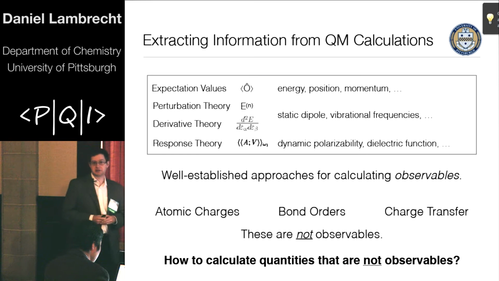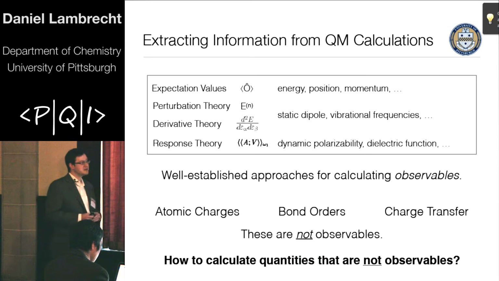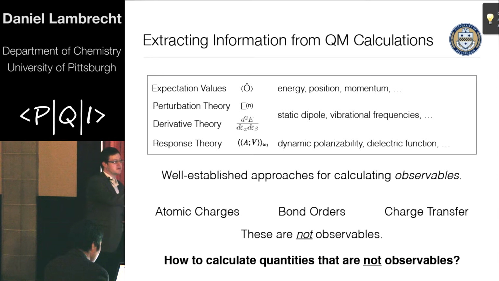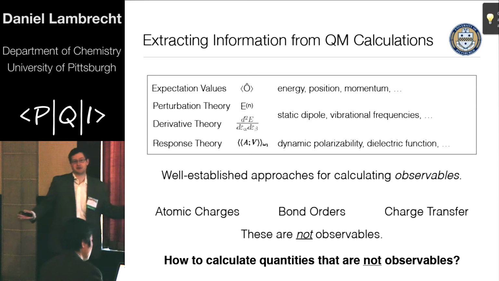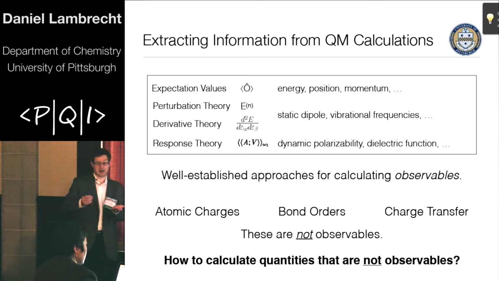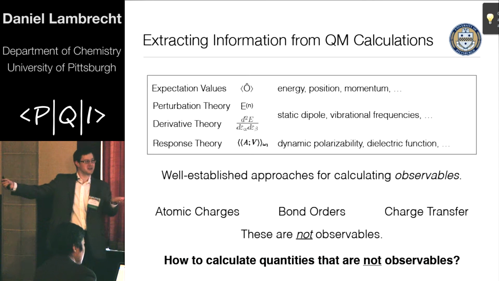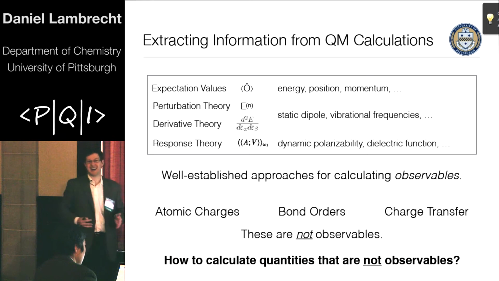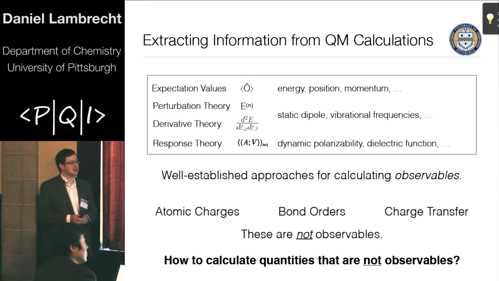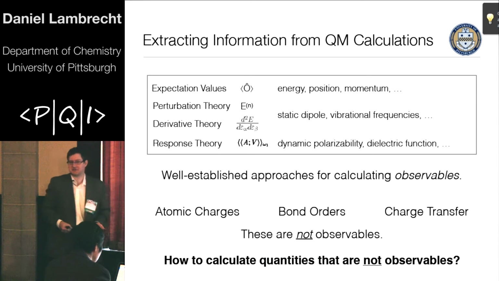But chemical intuition is based on quantities that are not observables in the quantum mechanical sense, right? We talk about atomic charges. Quantum mechanically, there's a finite but non-zero probability of finding an electron far away from the nucleus. So this notion of assigning an electron to a particular atom doesn't really work quantum mechanically. We talk about bond orders. There's no operator for calculating bond orders, right? Or there's no operator for describing charge transfer in quantum mechanics.